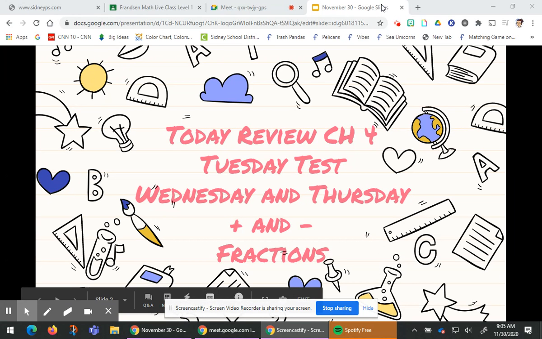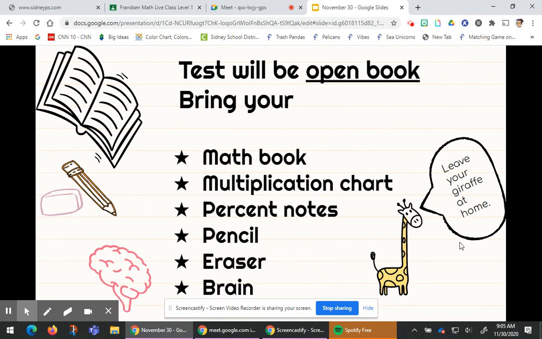Thursday, add and subtract fractions. Okay. So the test tomorrow is going to be open book. Yes. Please bring your math book, your multiplication chart, your percent notes, a pencil, an eraser, and your brain. Just leave your giraffes at home.